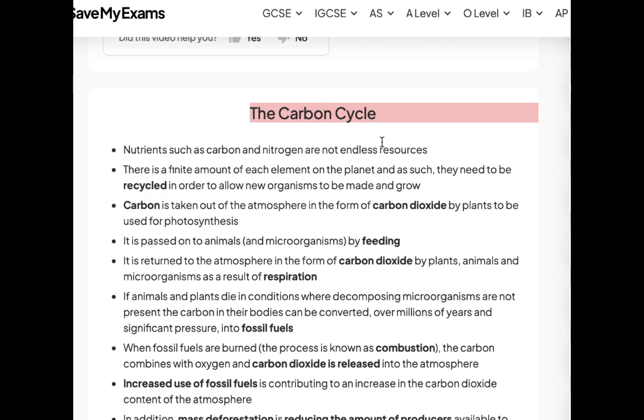It's being recycled continuously. As this takes place, carbon is taken out of the atmosphere in the form of carbon dioxide. Like the plants, for example, they take the carbon in the atmosphere in the form of carbon dioxide. It goes into the plant leaves and is used in a process called photosynthesis to make food, the food we eat: the glucose, which is carbohydrate, and the proteins and the lipids. So the plants take out the carbon in the atmosphere in the form of carbon dioxide.